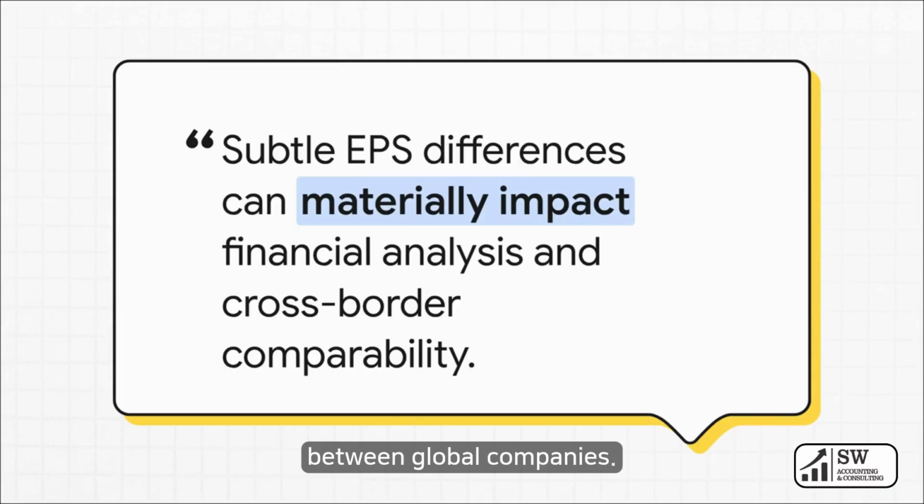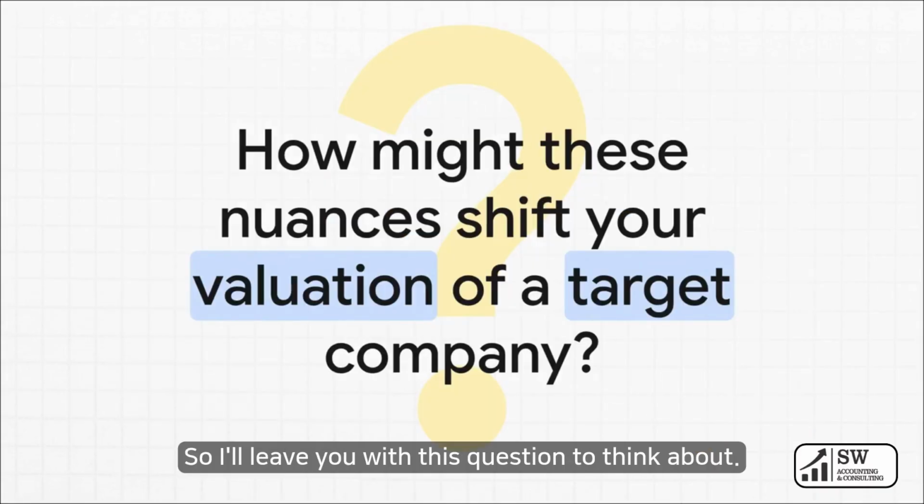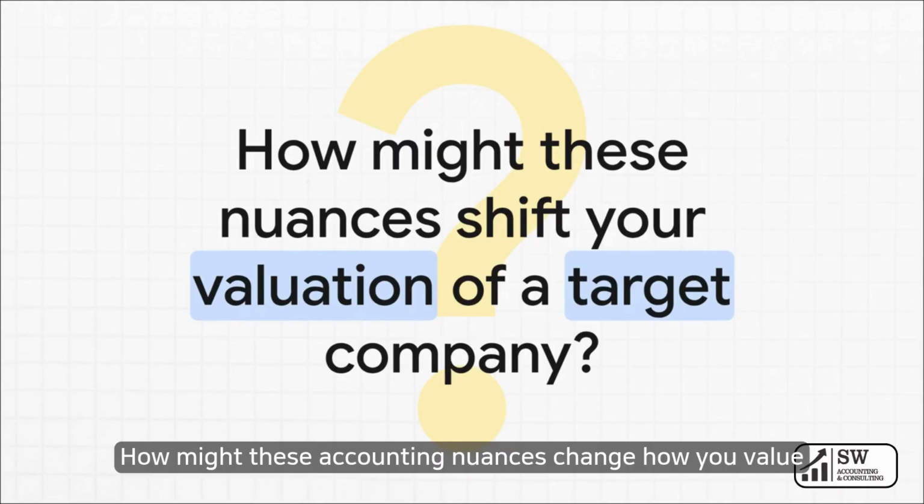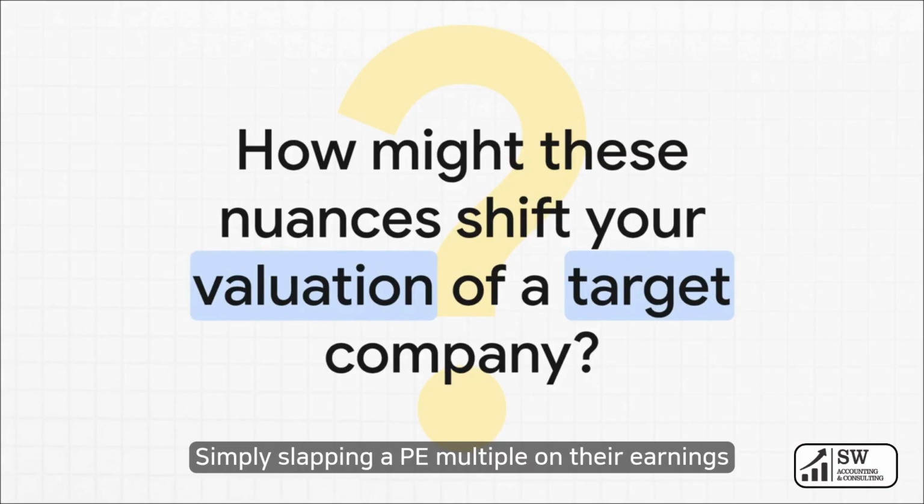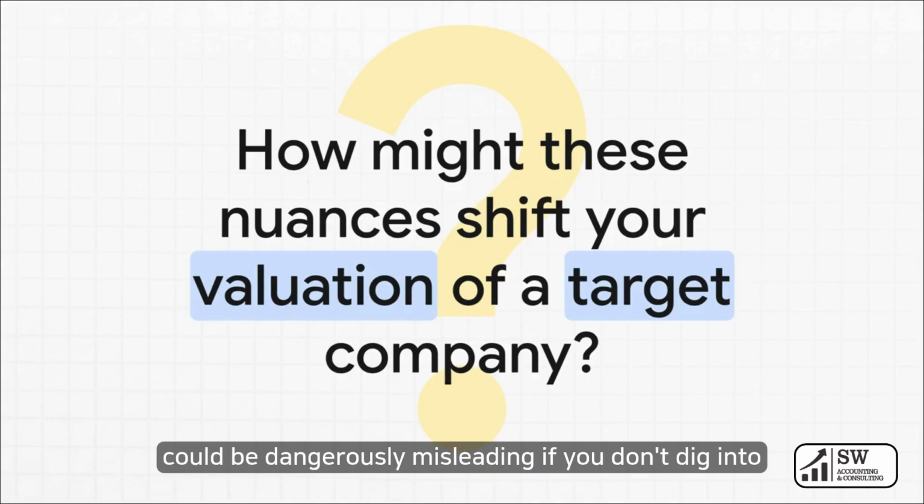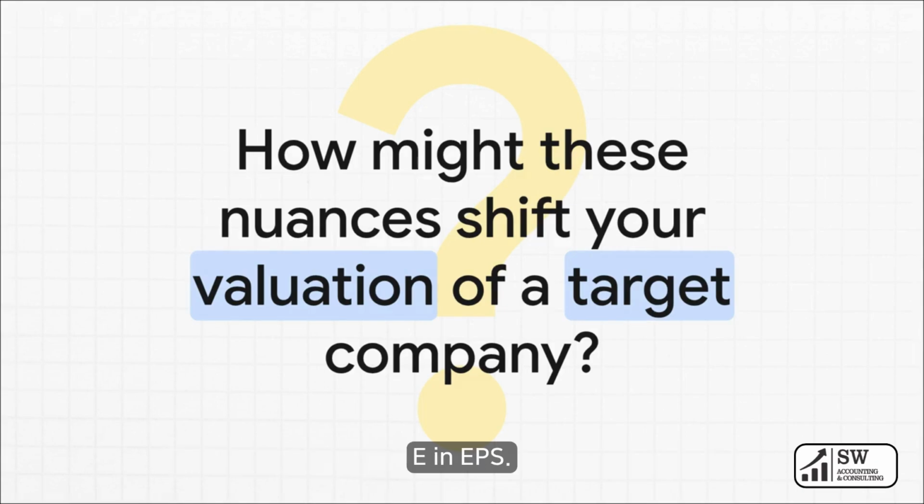between global companies. So I'll leave you with this question to think about. Let's say you're in the middle of a cross-border M&A deal. How might these accounting nuances change how you value your target company? Simply slapping a PE multiple on their earnings could be dangerously misleading if you don't dig into the nitty-gritty accounting behind that all-important E in EPS.